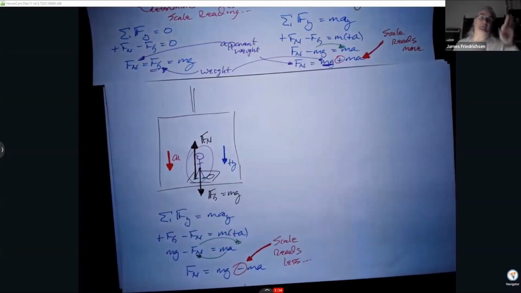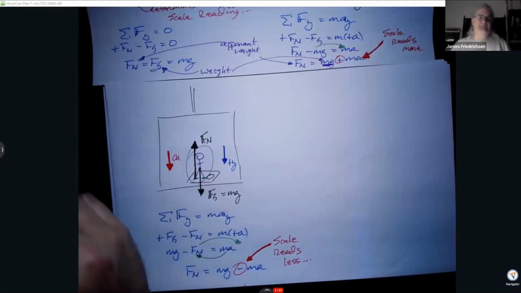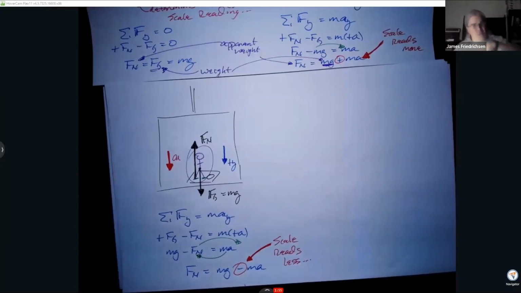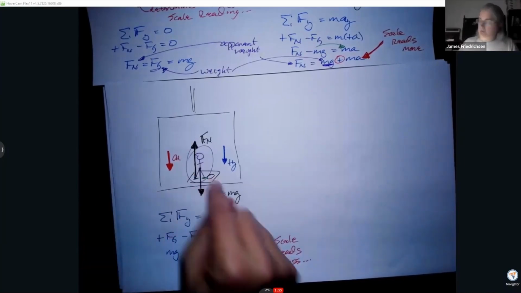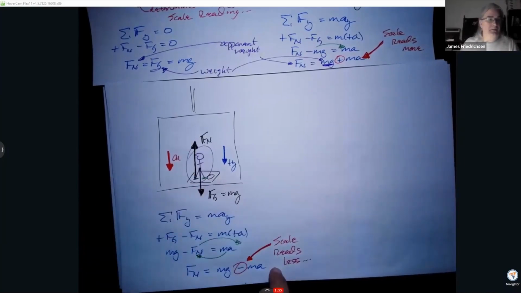I think it's easier if you start at the top floor, hit the lobby, and then head down. What do you feel on that initial beginning of the motion when the a is down? Yeah, you feel lighter. You feel like the floor dropped out from underneath you. And if you are standing on a scale, it reads less.